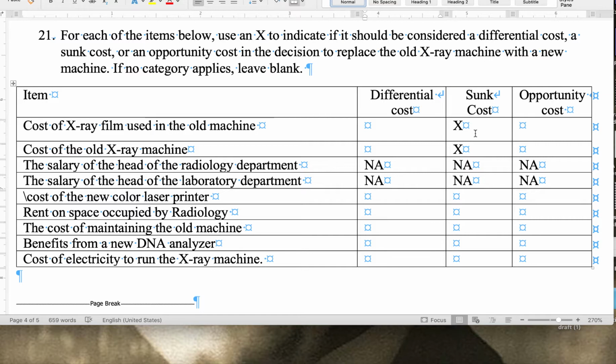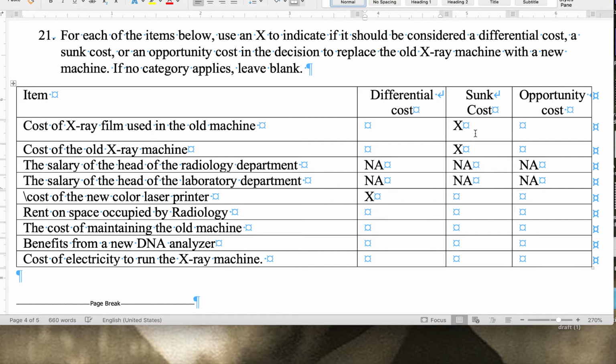Cost of new color laser printer. Well, we have the old machine, or we're going to buy a new machine, right? And let's assume for a moment that that new machine uses that new color laser printer, okay? Because it says the cost of a new laser printer, that's a differential cost. Why is it differential? Because that cost differs under each scenario. If I use the old machine, guess what? I don't have that new color laser printer. If I get a new machine, yep, I have that cost, right?